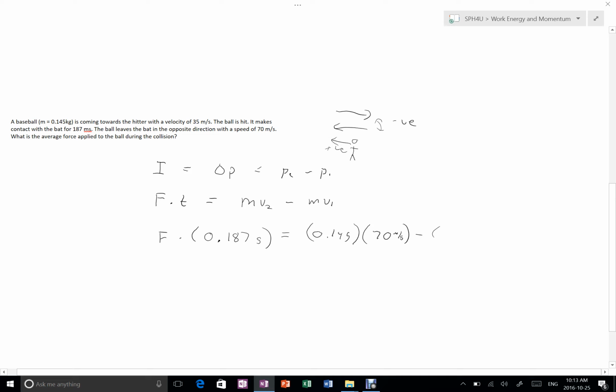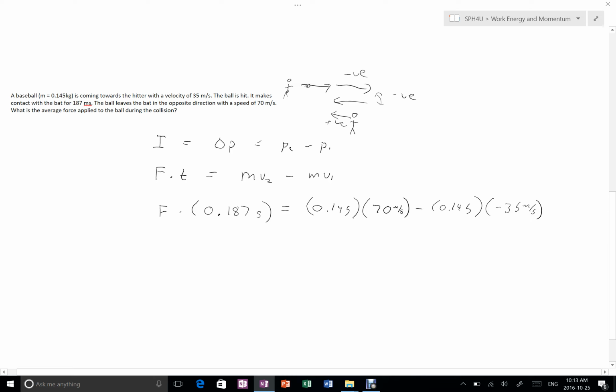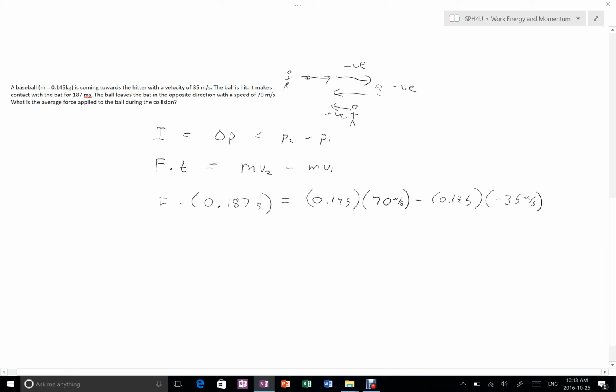When it came in, on the other hand, here's the pitcher throwing the ball. When it came in, it must have been going then with a negative 35 meters per second. So it came in one way, I called that way negative. It got hit back out that way, I called that way positive, so this one's a positive, and this one's a negative. Alright, big equation here, but nothing tricky. 0.145 times 70 plus, this negative and this negative become a plus, 0.145 times 35.